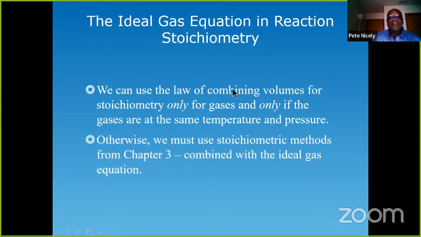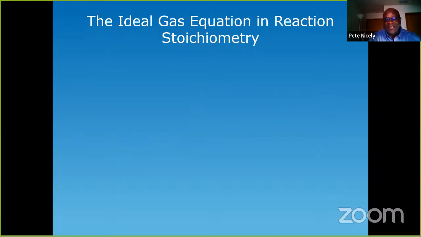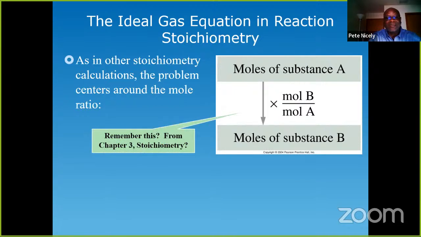So as stated here, we can only use the law of combining volumes if the temperature and the pressure of all the gases are the same. Otherwise, we have to resort to the same approach that we took in chapter 3, combined with the ideal gas equation. And that's what we're going to look at in the example that's coming up. So if you recall, in chapter 3, stoichiometric problems basically come down to this approach. You have the moles of one substance, you need to convert it to the moles of the other substance, and we have to multiply it by its appropriate mole ratio, right?